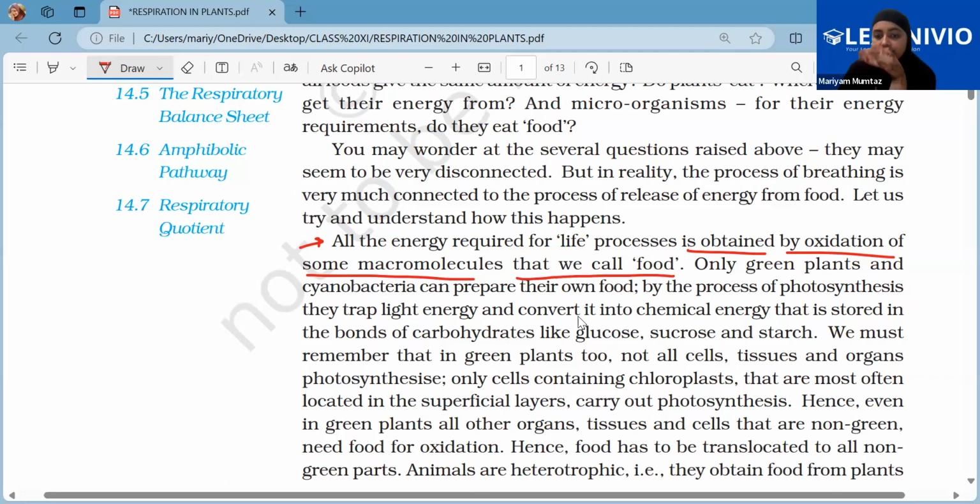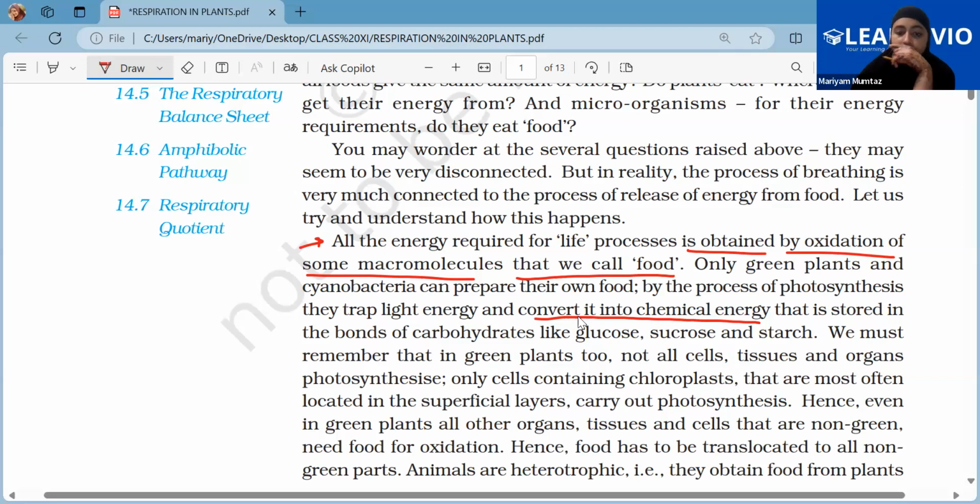Oxidation here means breakdown. Now, only green plants and cyanobacteria can prepare their own food because they are autotrophs, and they do so with the photosynthesis process. They trap light energy and convert it into chemical energy. We have learned in the previous chapter that these organisms can perform photosynthesis because of the presence of chlorophyll in them, right?